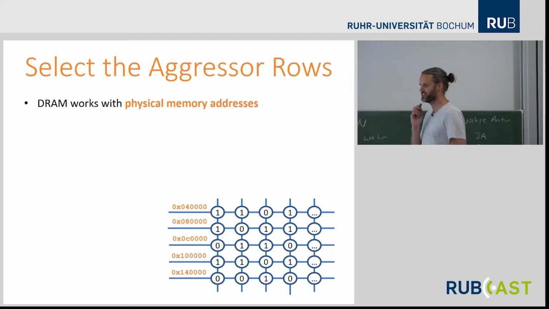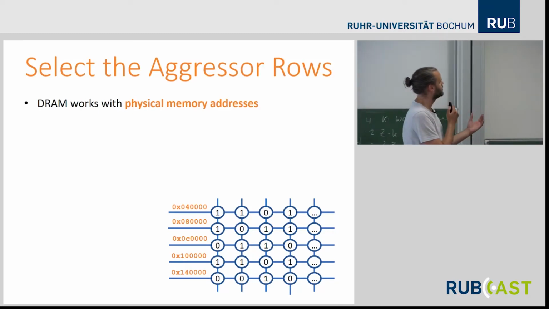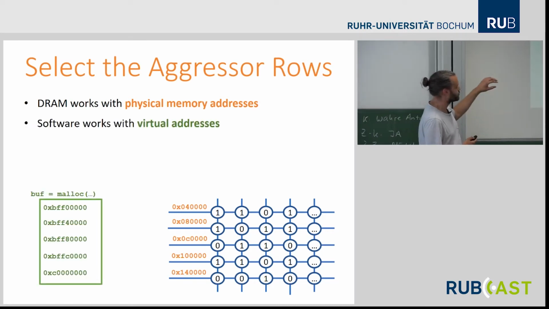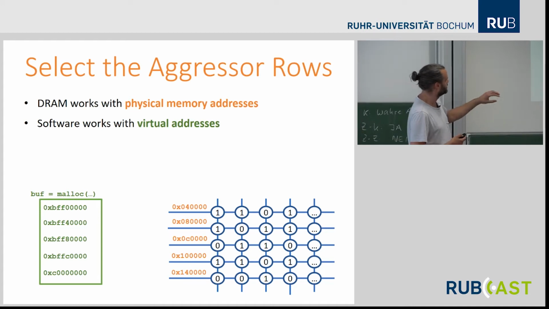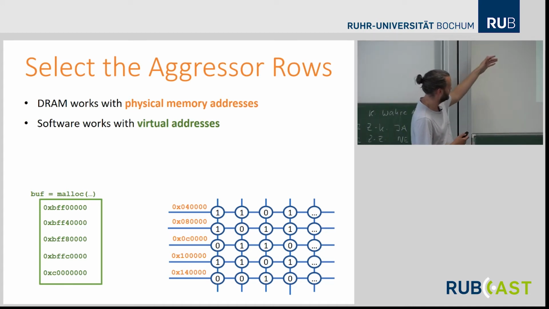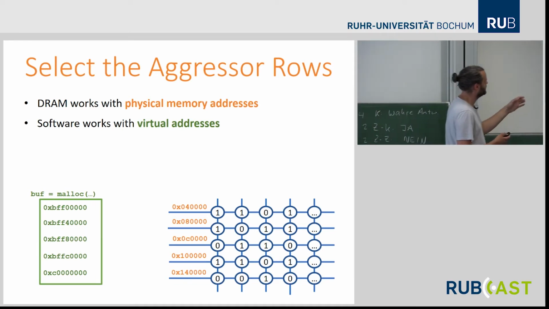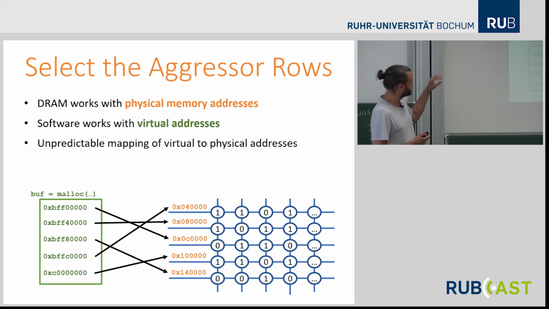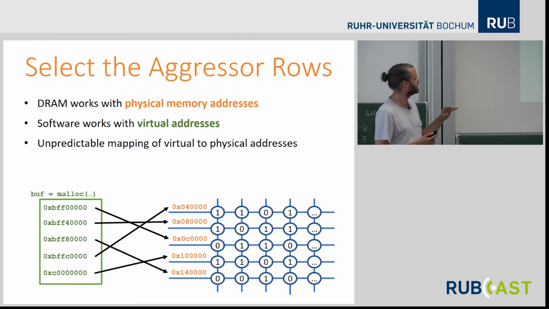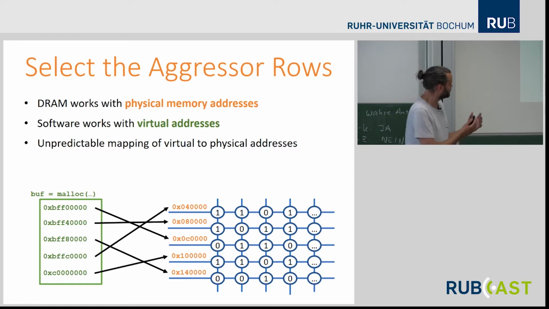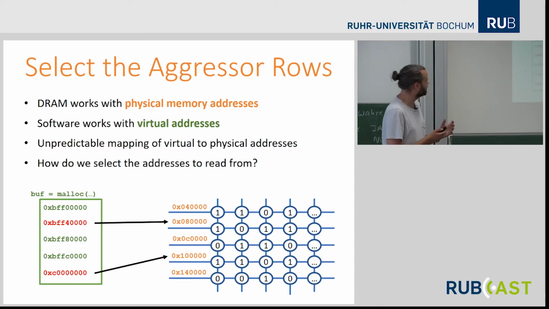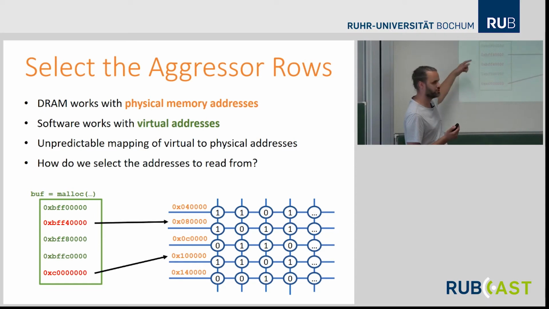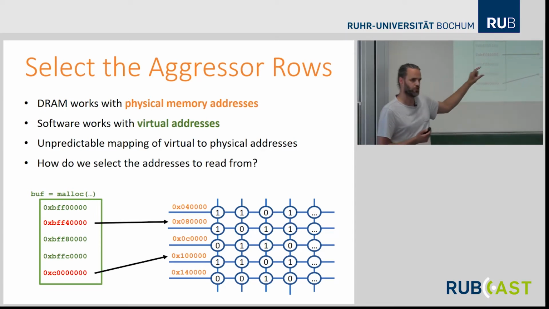The second challenge, selecting the aggressor rows. For this, we should know that DRAM works with physical addresses, illustrated here with an example, but your software usually works with virtual addresses. So you can allocate a buffer in C, and you get this list of virtual addresses representing your data. And then you have physical memory on the right side. The problem here is that this mapping from virtual addresses to physical can be random. So there is an unpredictable mapping, and the question then is, how do we know that we need to read from these two addresses to get two aggressor rows in our DRAM?